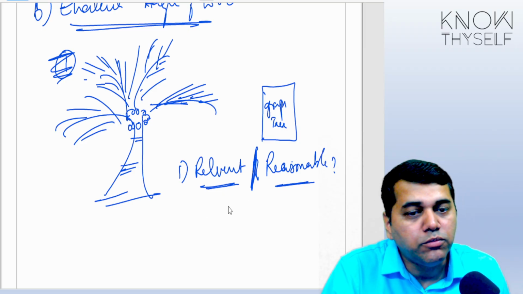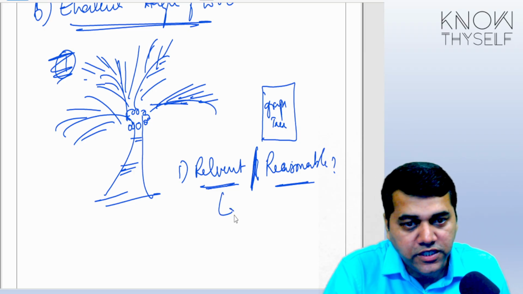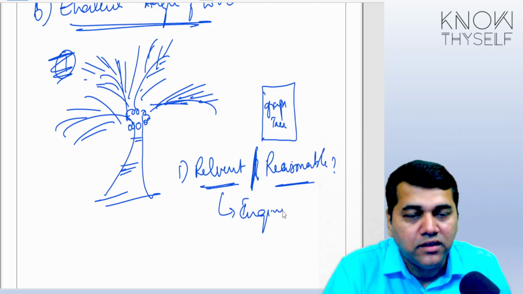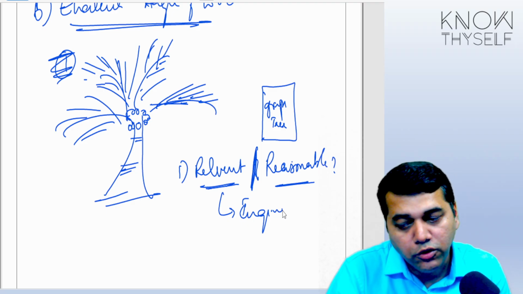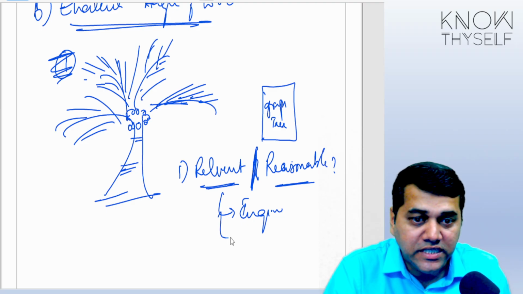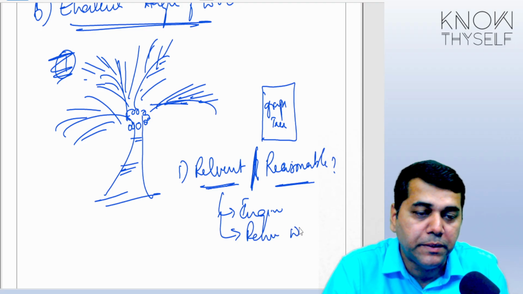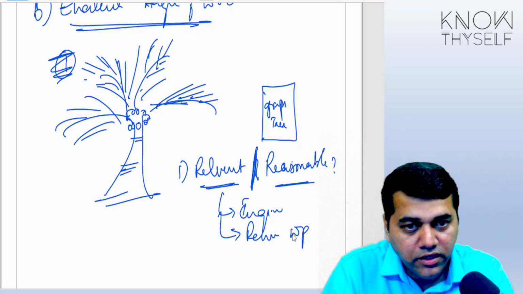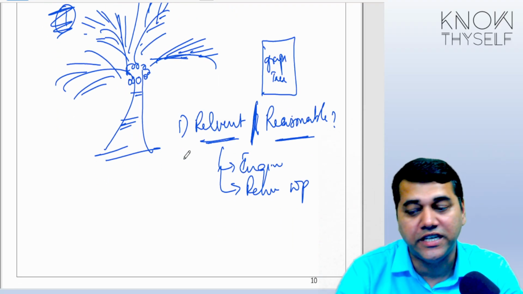Okay, how do you come to know whether their work is adequate? First, you may have to inquire. You need to have a better understanding, like how did you do it, what is that? Then check and review their work papers. You see what they have done, how they figured out which tree it is.